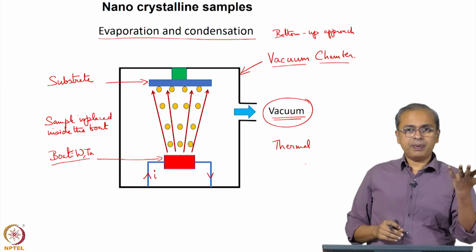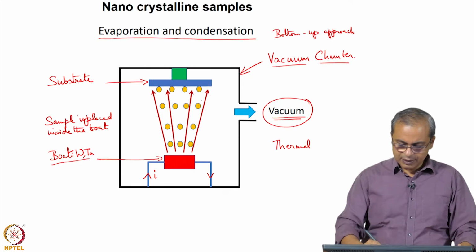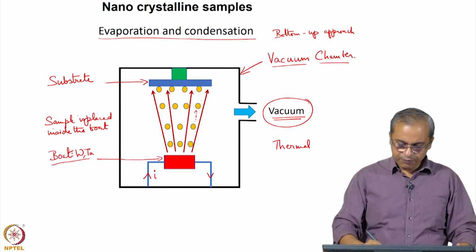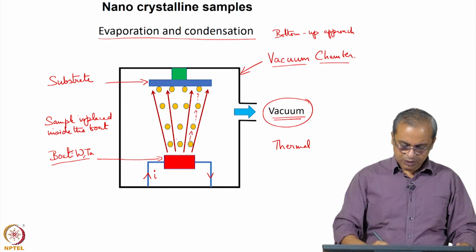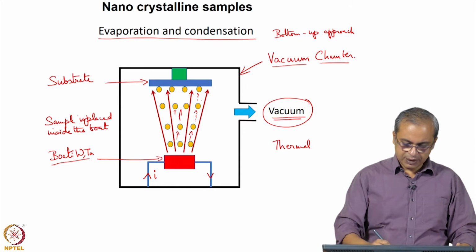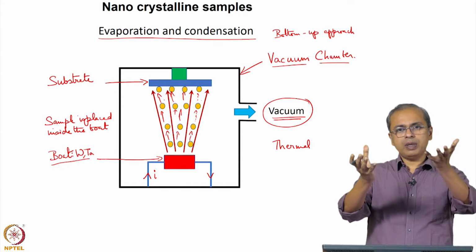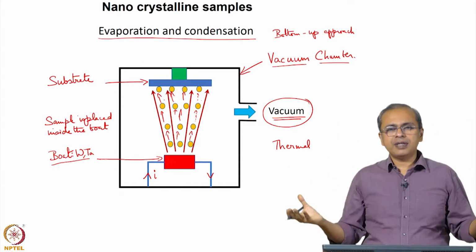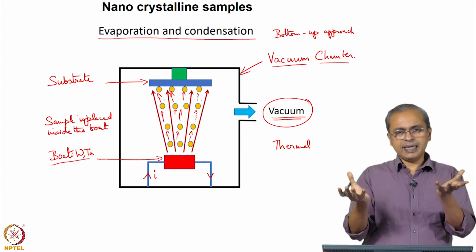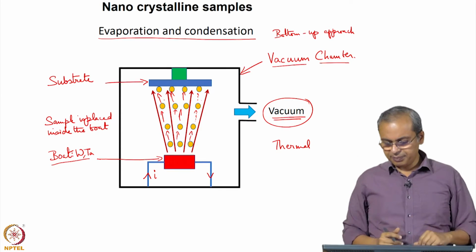Then that material evaporates. Okay. Now, what you see here going upwards are evaporated atoms and molecules of whatever was the sample. So, these evaporate and move up. They actually evaporate and sort of fill the chamber. Okay. So, it is like you are creating an atmosphere in there where you have filled the chamber.